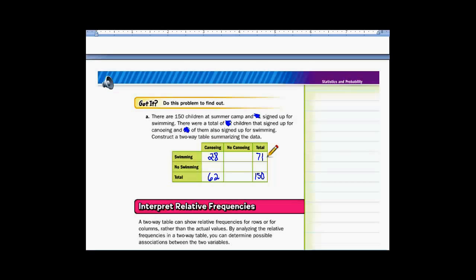So if we know that 28 also do swimming and there's a total of 62, 62 minus 28 would be 34. 34 did canoeing only and no swimming. If I know that there are 71 total swimmers, but only 28 signed up for canoe, 71 minus 28 is 43. 43 did no canoeing.